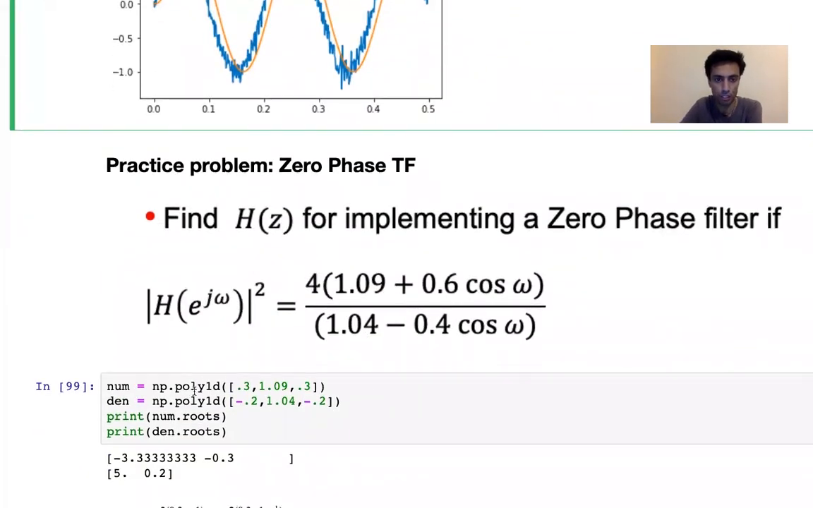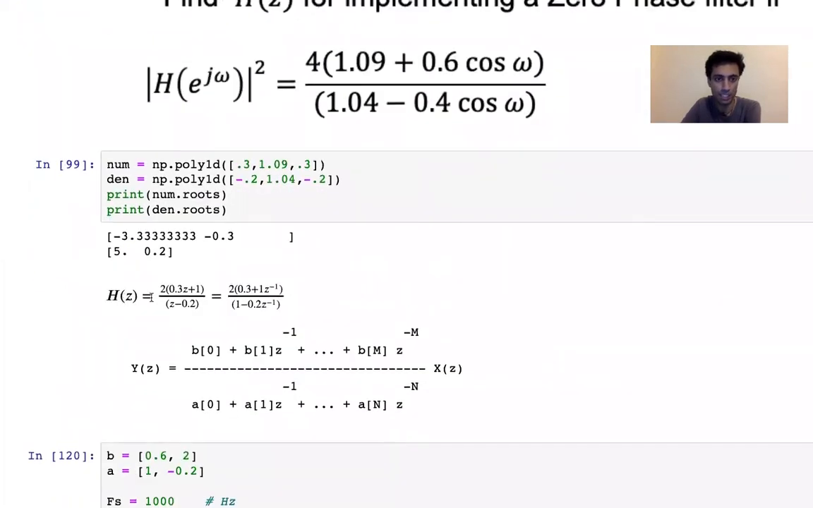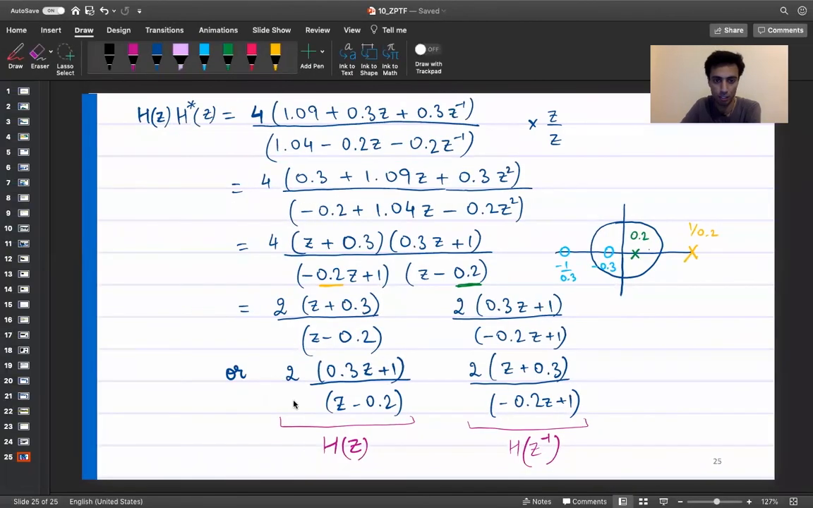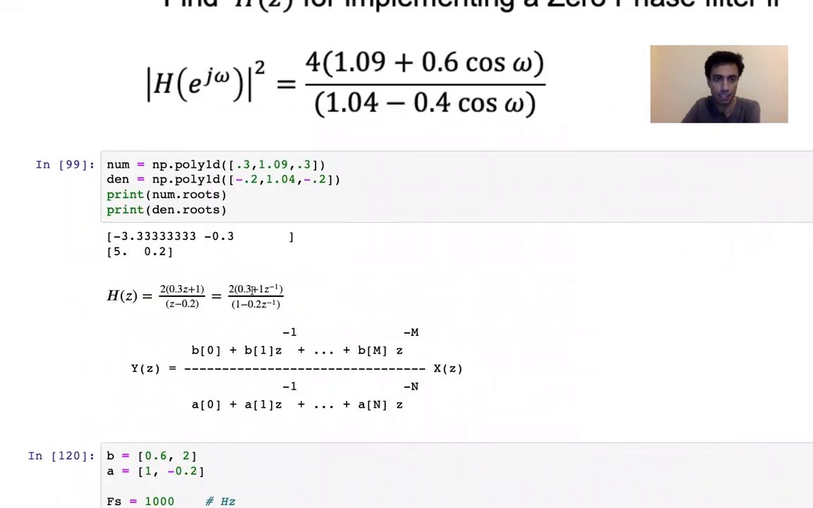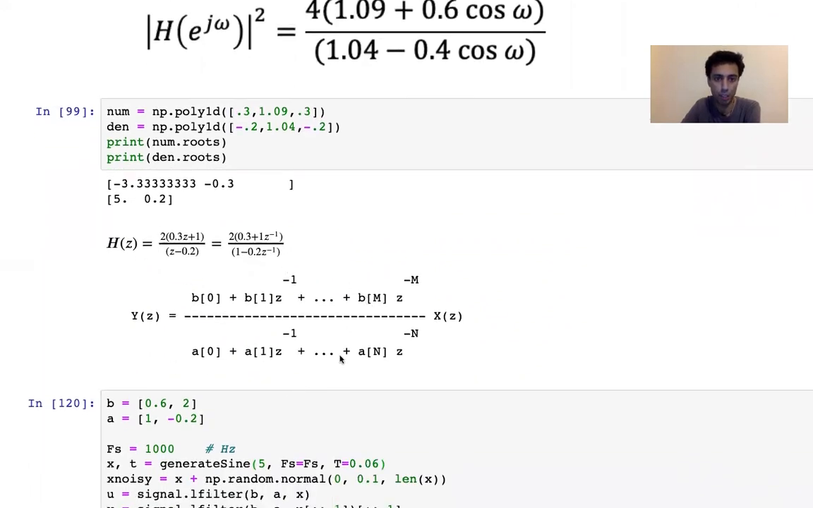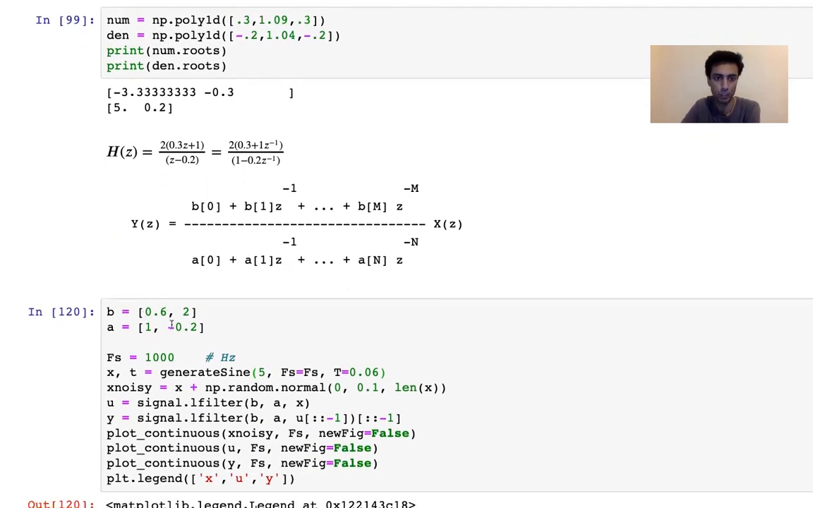First of all, to find the roots, I just use this function to find the roots efficiently. Now I came to this Hc is 2 times (0.3z plus 1) upon (z minus 0.2), right? You can confirm this is the thing. And I represented it as powers of z inverse. Now this is my corresponding polynomial form, so basically my b's will come from here. B0 is 0.6, B1 is 2. My denominator a0 is 1, and a1 is minus 0.2. And that's what I have written here.